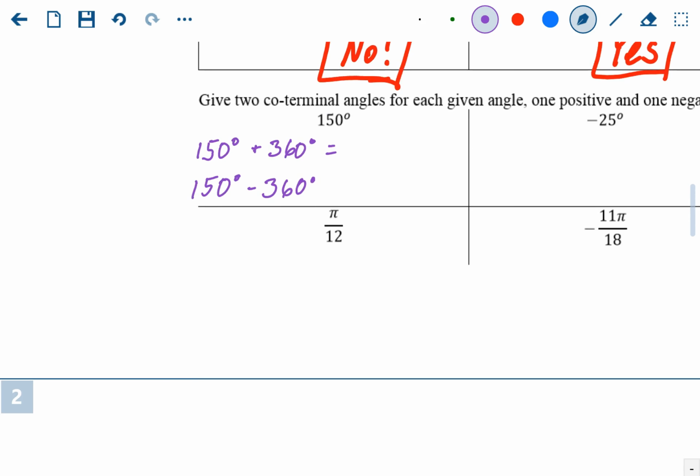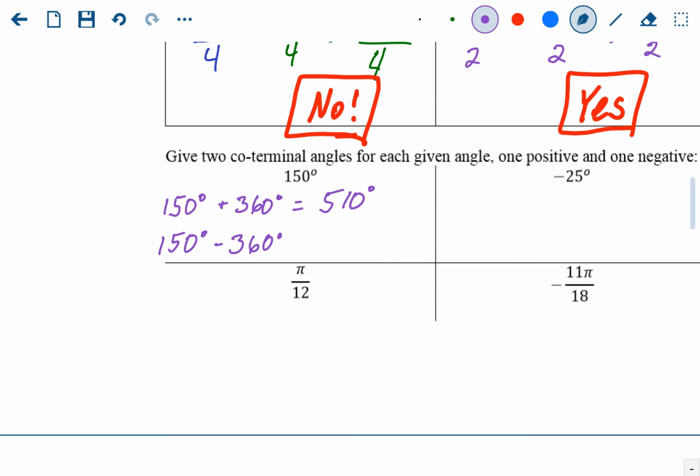So the first coterminal angle is 510 degrees. What that means is 510 degrees and 150 degrees are the exact same angle. They have the exact same terminal side, so graphically they'll look identical. And subtracting for the negative angle, you get negative 210.